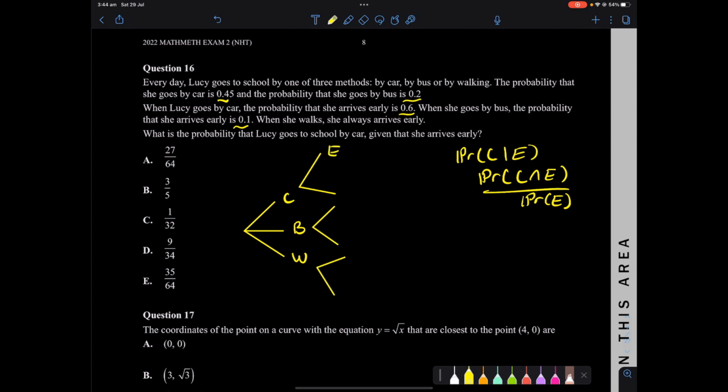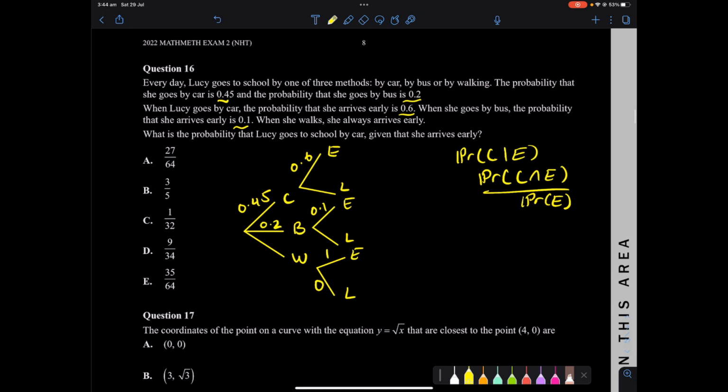So early, late, early, late, early, late. Now we know that the probability that she goes by car is 0.45. And the probability that she goes by bus is 0.2. When Lucy goes by car, the probability that she will arrive early is 0.6. When she goes by bus, the probability that she arrives early is 0.1. When she walks, she always arrives early. So we can say this is 1 and this is 0.